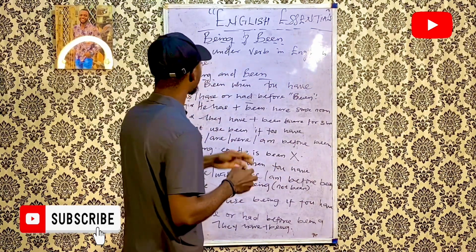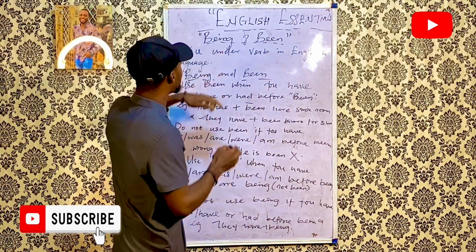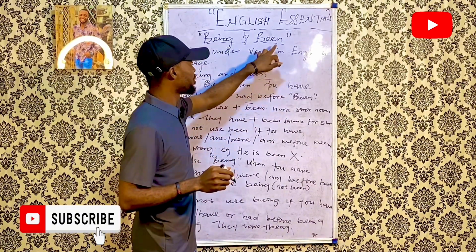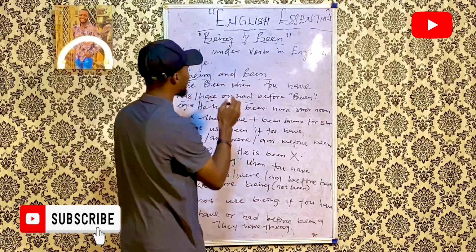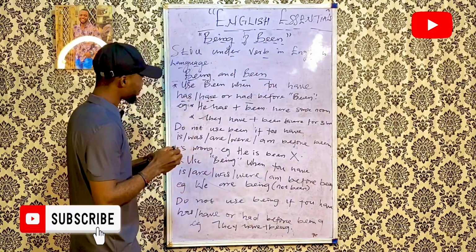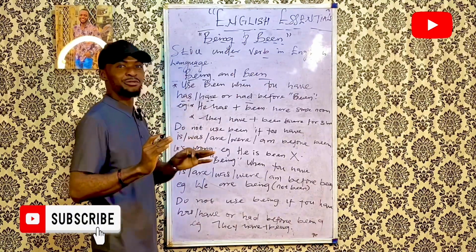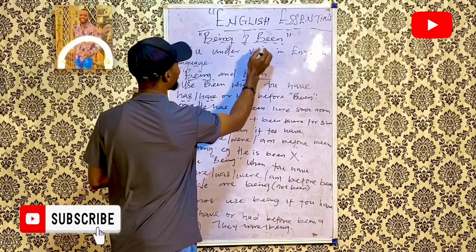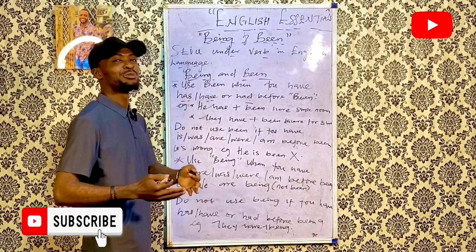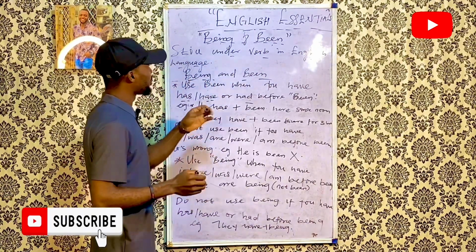We are talking about "being" and "been". This one is spelled B-E-I-N-G, while this one is B-E-E-N. Like I said, this is under verbs in the English language. So let's start. I'm going to be giving you tips. If you find either of these in any sentence, or you want to make a statement with them, it will be very simple for you to do. So if you have been having issues with this, ride with me, I will get you right.